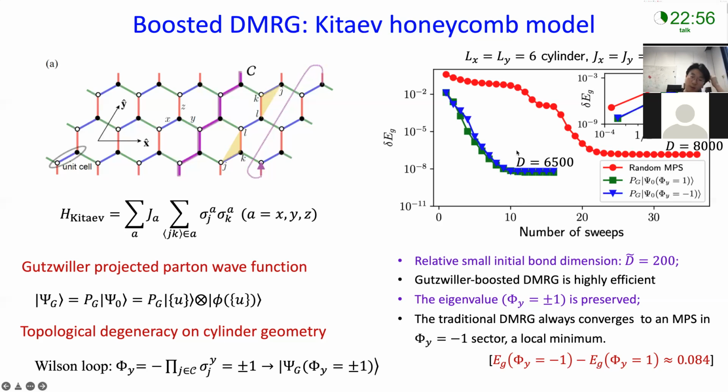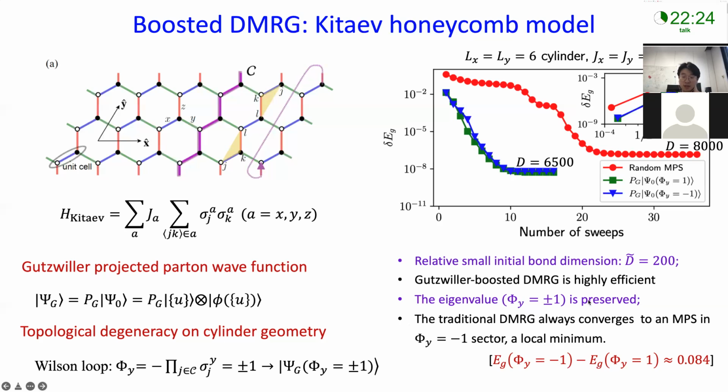And notice here we prepare two different ground states in two topological sectors, the +1 sector and the -1 sector. And during the sweeps, this good quantum number, the Wilson loop, can be exactly preserved. It means by using Gutzwiller boosted DMRG, we can target different topologically degenerate ground states at the same time. And this is very useful for studying topologically ordered states with quasi-degeneracy.